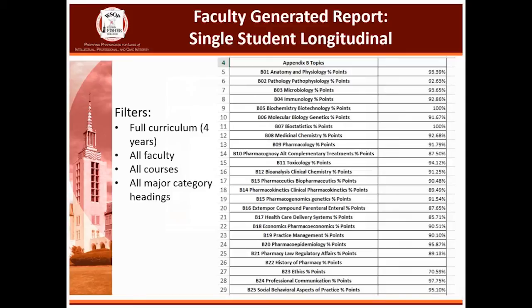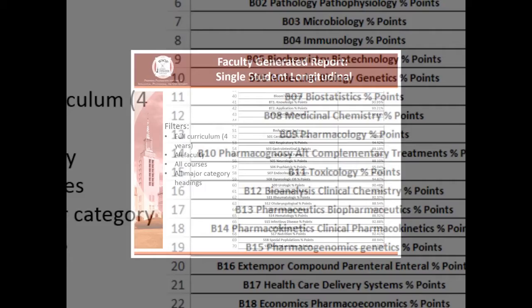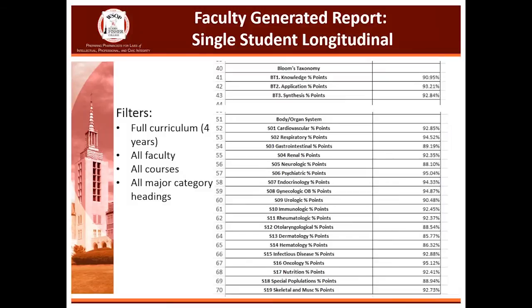You can see from this student, this is a very high-performing student, so there really aren't that many areas of concern. This is some of the rest of those major category headings for our body and organ system, as well as Bloom's taxonomy. So you can see the student does really well in all those categories. But again, this is their entire 4 years.